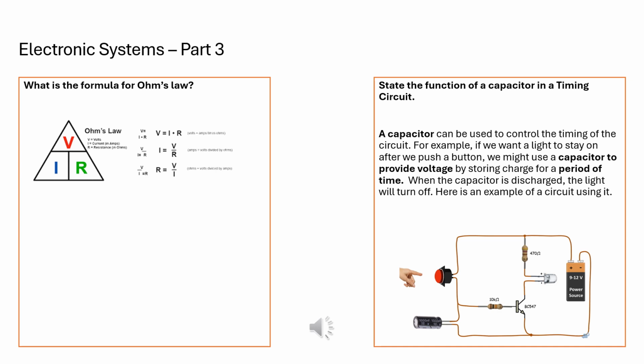Now, a capacitor can be used to control the timing of a circuit. For example, if we want a light to stay on after we push a button, we might use a capacitor at this point to provide voltage. And what happens is that voltage is stored for a period of time. So as soon as you push that button, it may be that the voltage is stored for a number of seconds so that the light will stay on for a timed period. And then when that has finished, the light will turn off. And here's an example below. You can see the capacitor on the left.